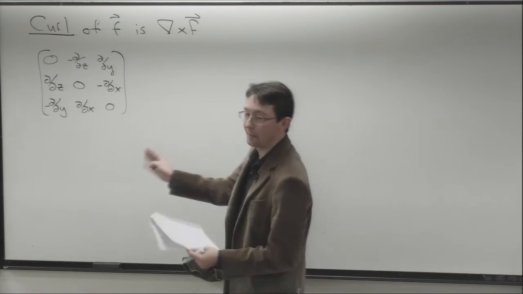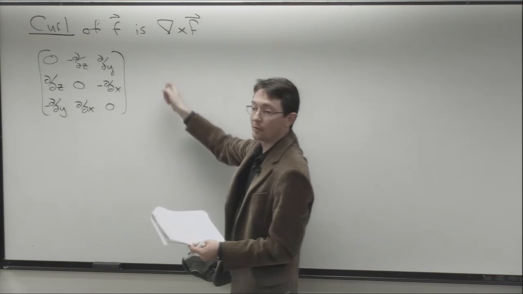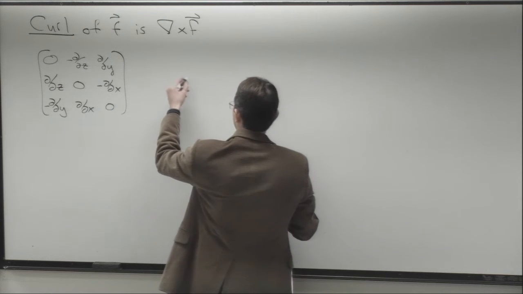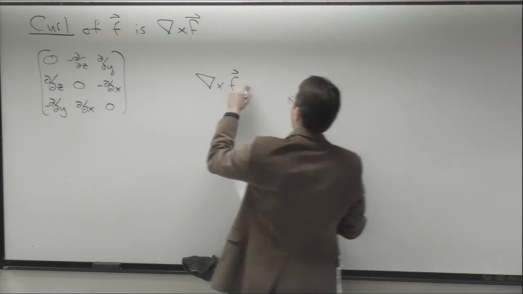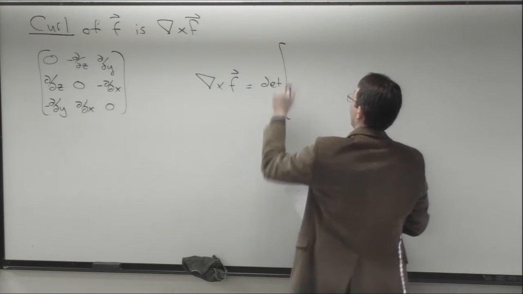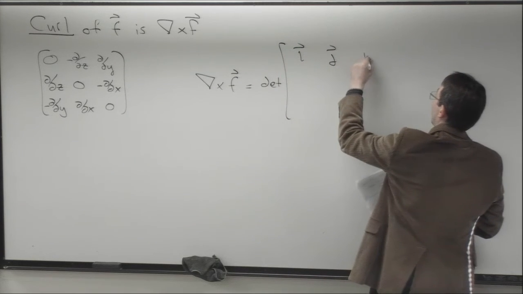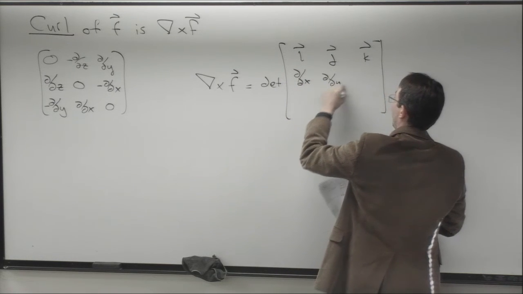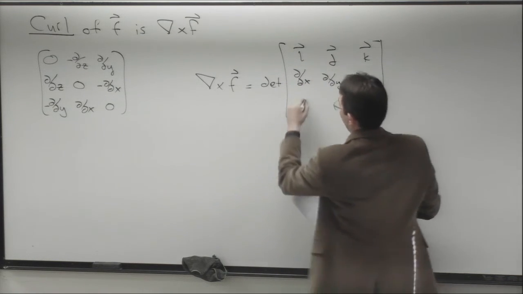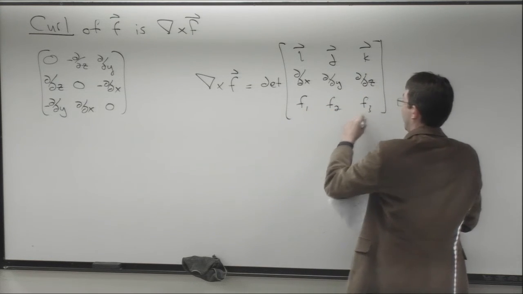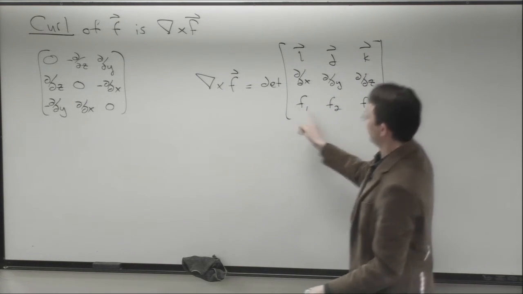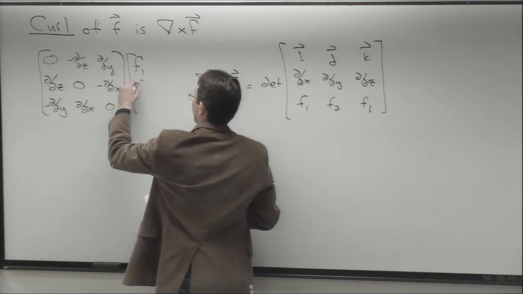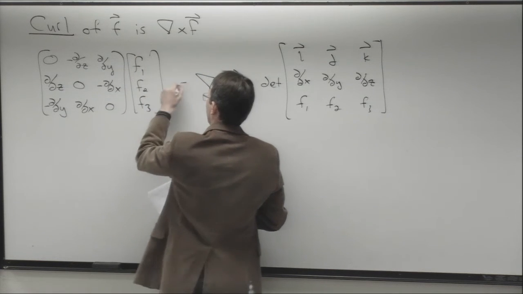And so if we had that same f as before with components f1, f2, f3, then we can write the curl, del cross f, as the determinant of this matrix with f1, f2, f3, the three components of f. It's the same as multiplying this matrix by f.